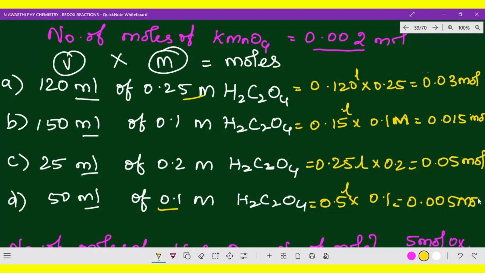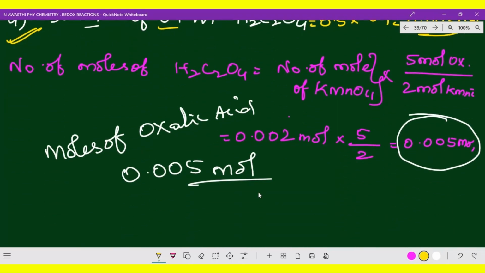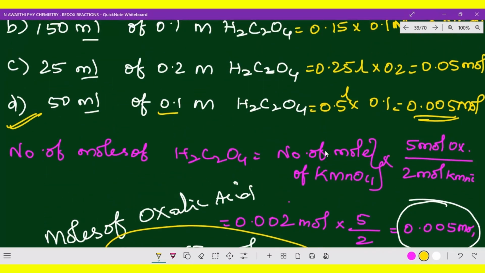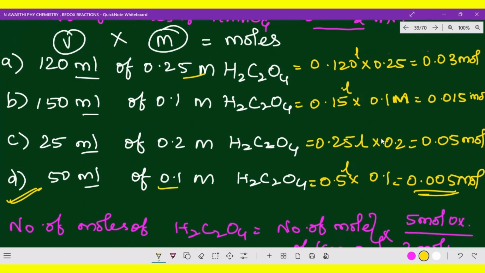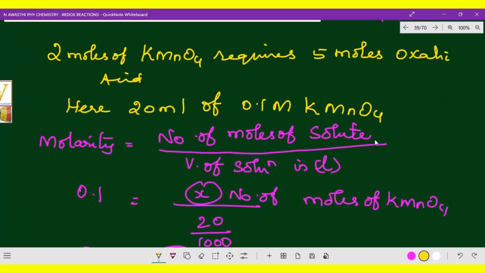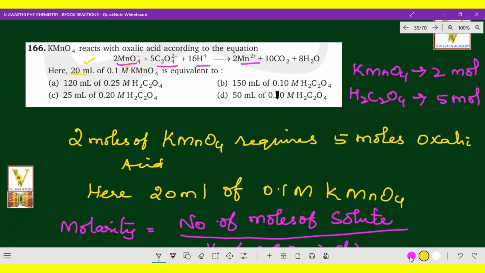Yes, we got the answer. Option D is the correct option. 50 ml of 0.1 M H2C2O4 gives 0.005 mole, which is equivalent to the KMnO4 moles. The oxalic acid we got here is 0.005, so the mole here is also the same, 0.005. So which is the correct option? Option D is the correct option. I hope you got the clarity.